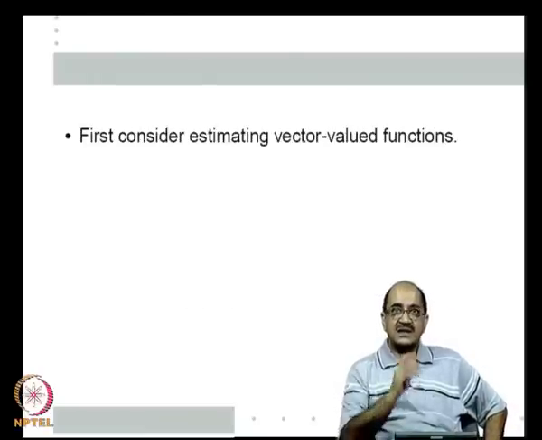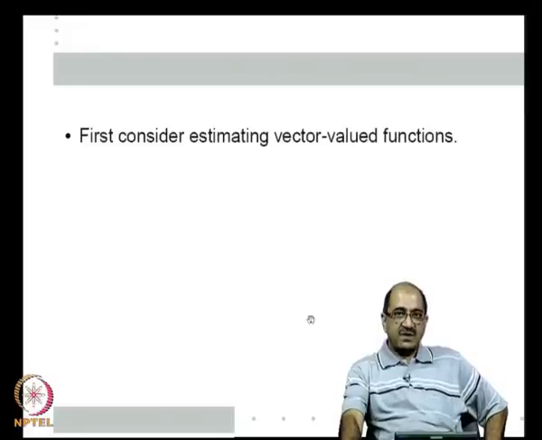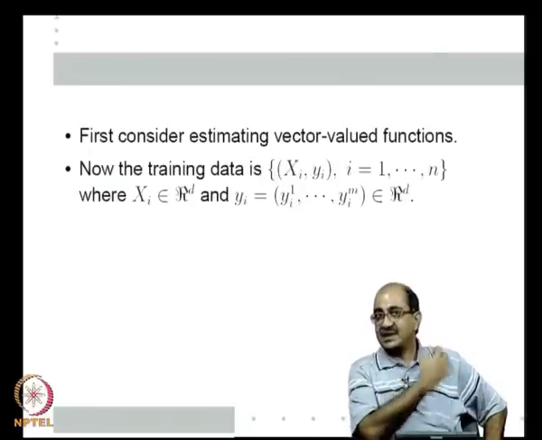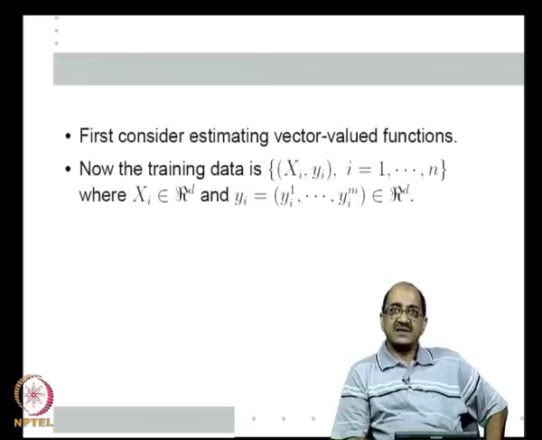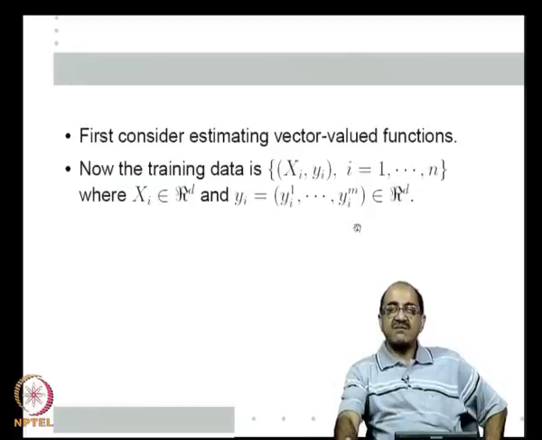So, let us first look at the regression problem. First consider estimating vector valued functions. What does vector valued function mean? Now, my training data is given by (xi, yi). As earlier, xi is a feature vector and it belongs to R^d, yi is the target. Now, because I am learning a vector valued function, let us say the function maps from R^d to R^m. So, yi will be an m vector. I am sorry, this should not be R^d, this should be R^m. I am sorry about that, but anyway, y is an m vector.